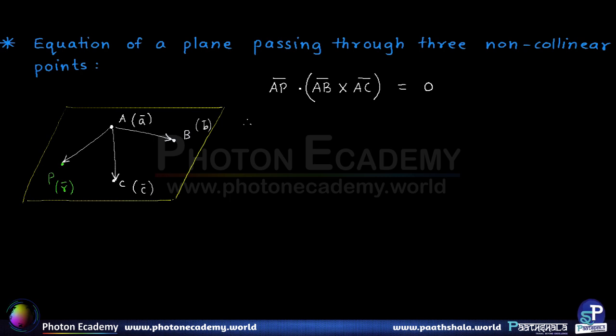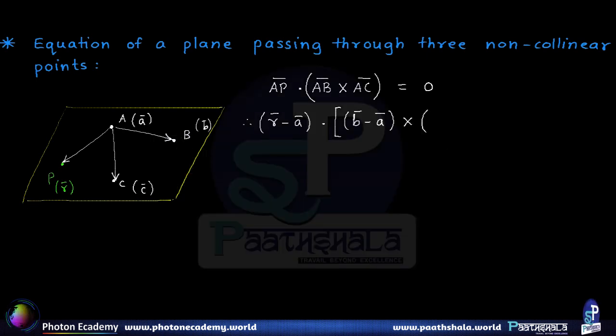Now we simply describe these vectors. AP bar is nothing but R bar minus A bar, dot AB bar which is B bar minus A bar, cross AC bar which is C bar minus A bar, equal to 0.